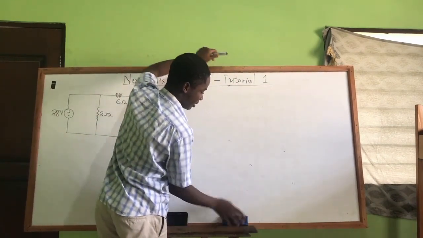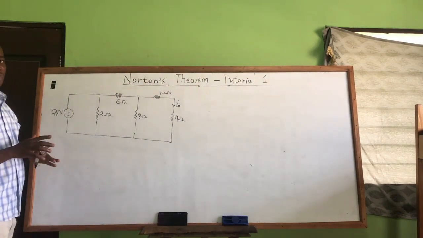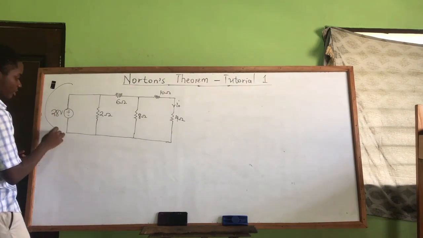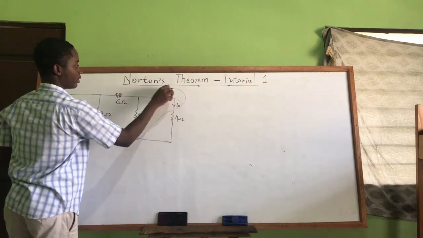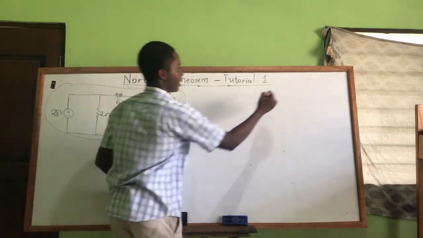Our IN, Norton's current, and RN. So first of all, let's see the fixed portion of the network. This is the fixed portion without the load. So we will first of all remove the load from the network.